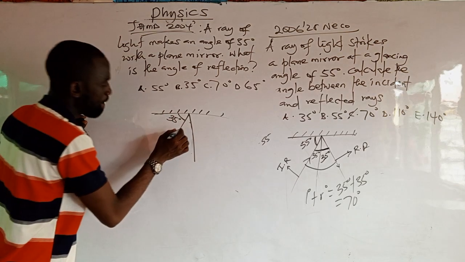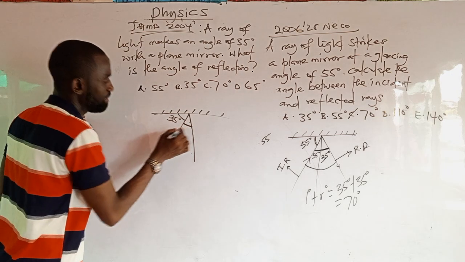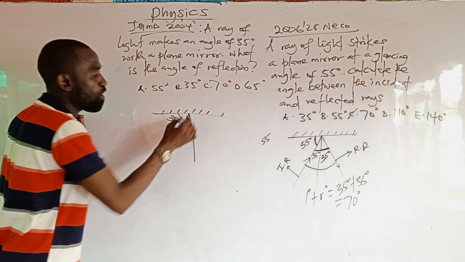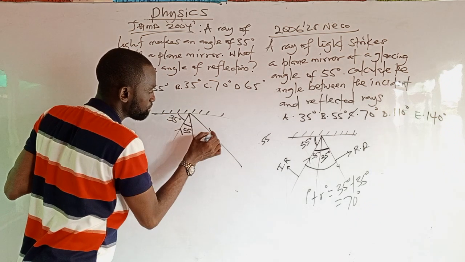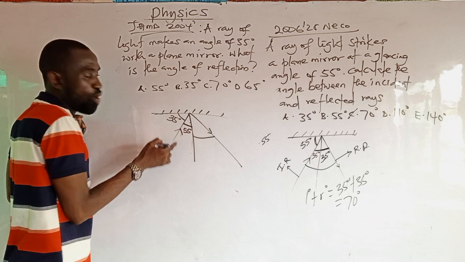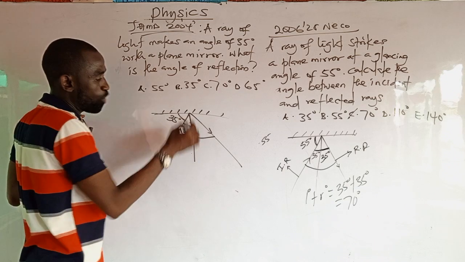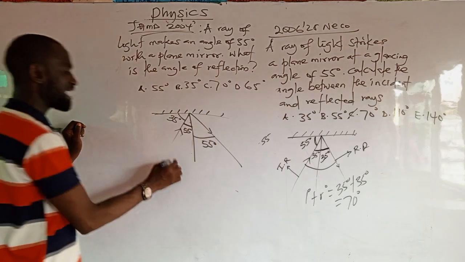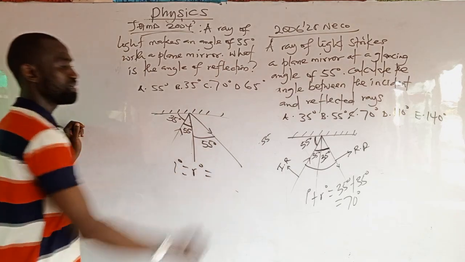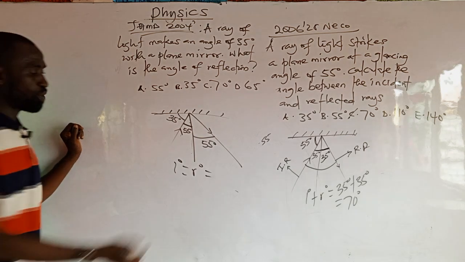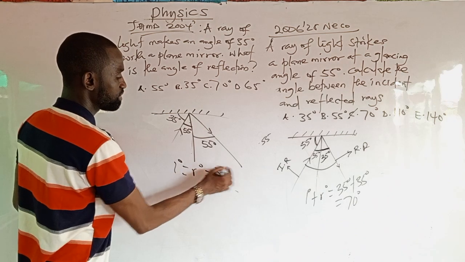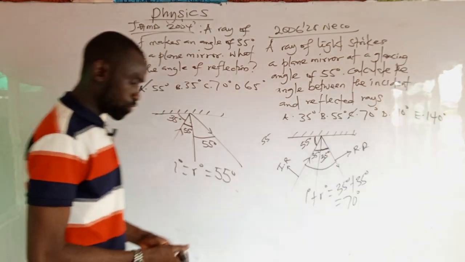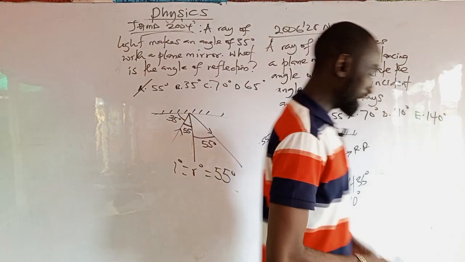So this face is our angle of incidence, and it is 55, gotten from 90 minus 35. And this is our angle of reflection. If our angle of incidence is 55, then automatically our angle of reflection is 55, from the second law of reflection. So we know the angle of reflection is 55 degrees, which is option A.